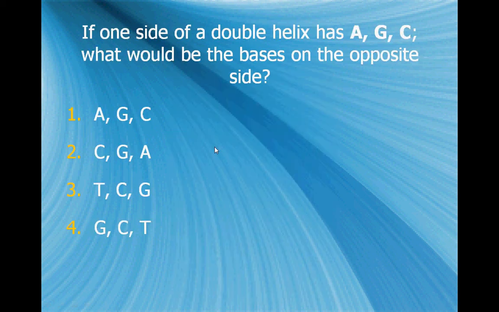Alright, so if one side of the ladder said AGC, what would the bases on the other side of the ladder be for DNA? AGC, what would be the other side?